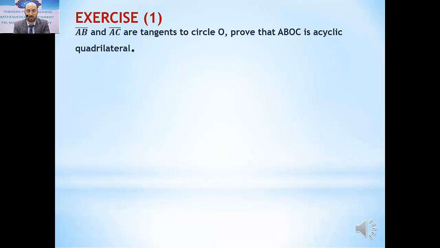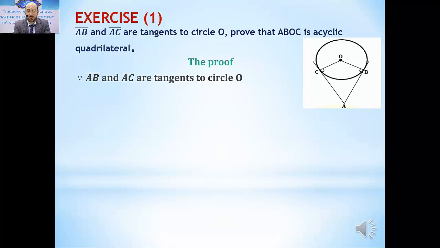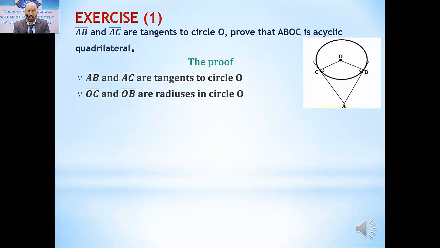For example 1: AB and AC are tangents to circle O. Prove that ABOC is a cyclic quadrilateral. If AB and AC are tangents to the circle from an exterior point, we will have OC and OB as two radii.